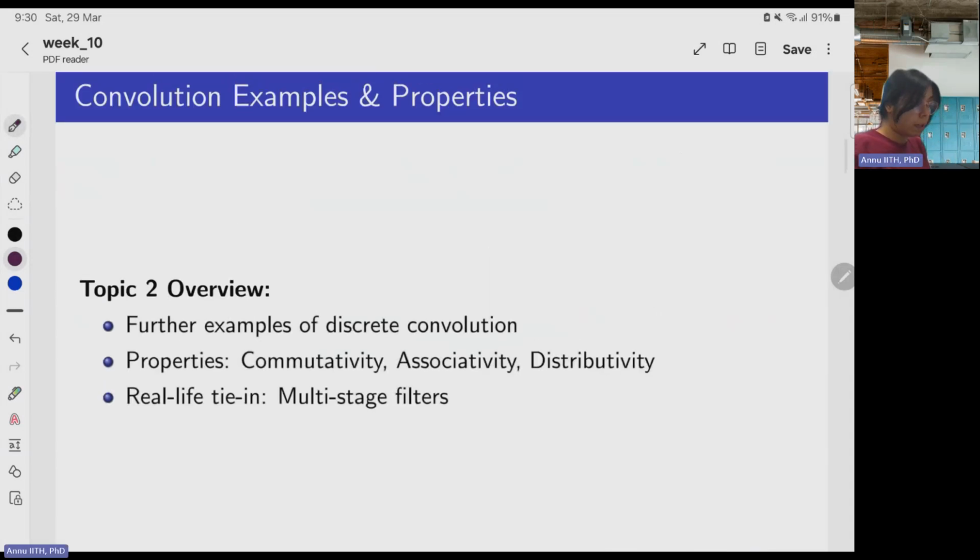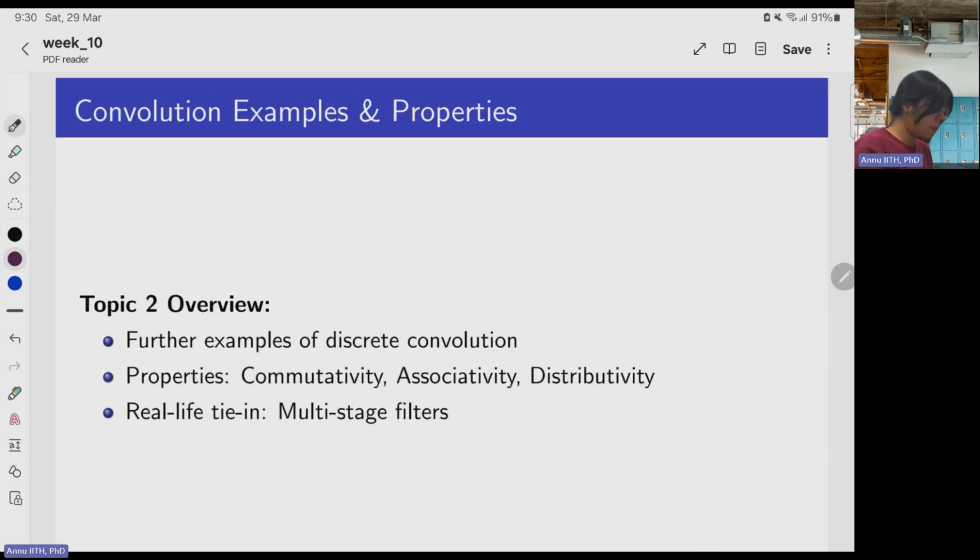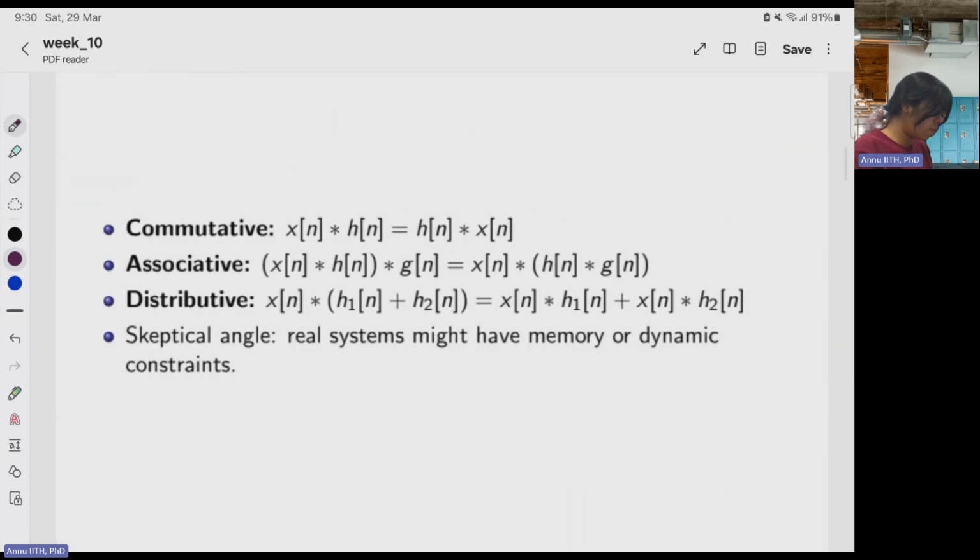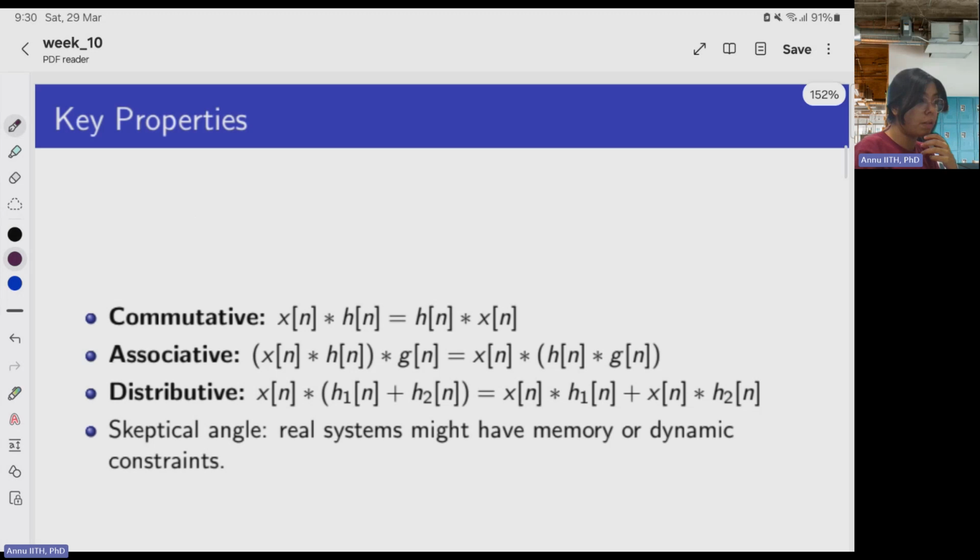So if we go to topic number 2, which is further examples of discrete convolution properties and real-life tie-in to multi-stage filters. The key properties are these. I would not like to repeat them again, but if you have any doubt, ask.